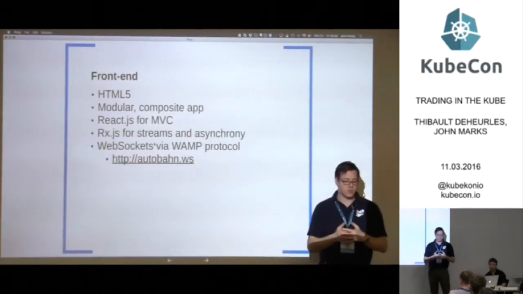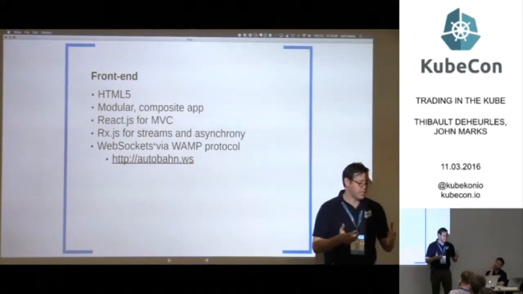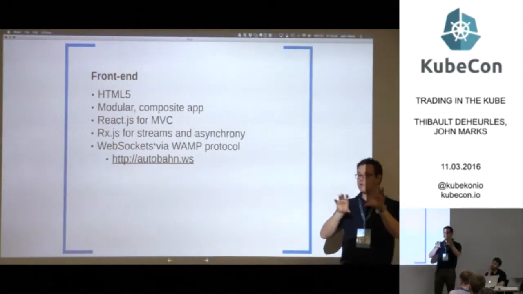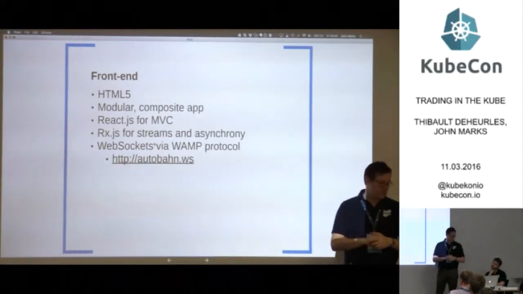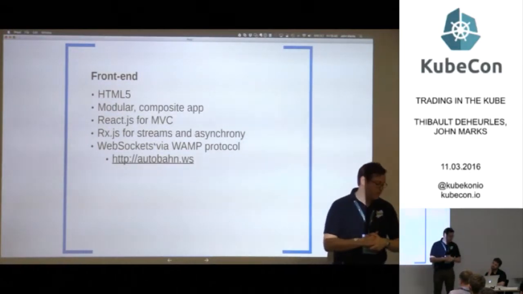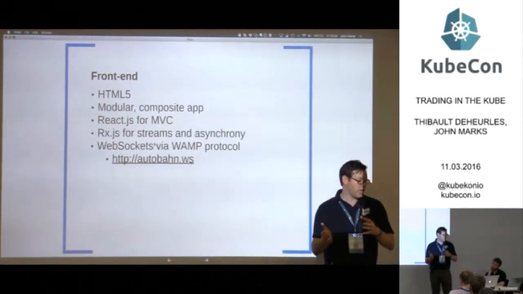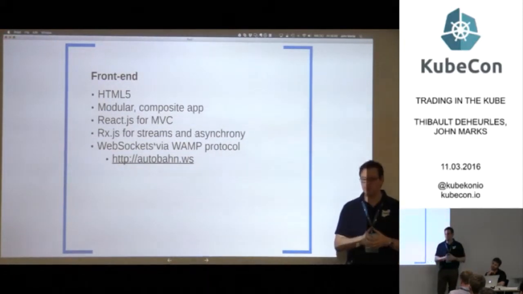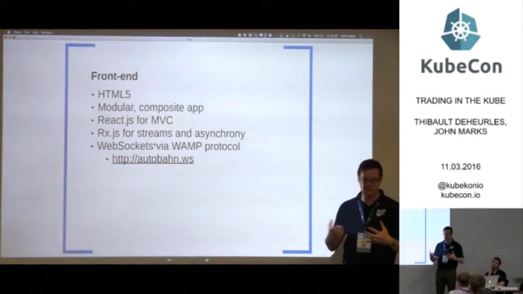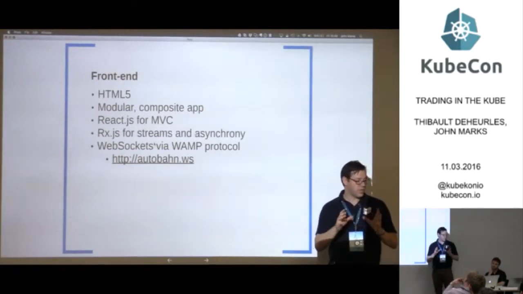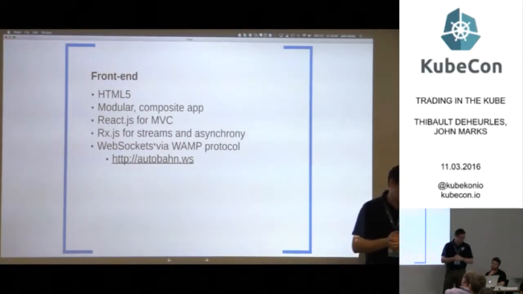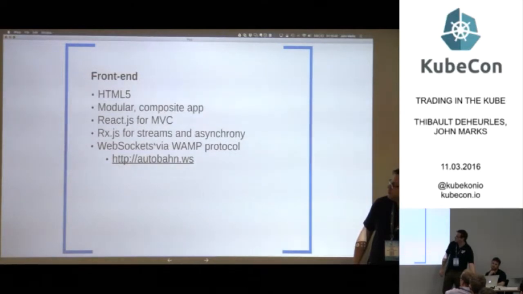To go through the architecture of what we've built. The front end is HTML5. It's built as a modular composite application, meaning that the various different components are loaded and assembled at runtime into the UI. We use React.js for an MVC library, and then we use a library called RxJS. I don't know if anyone's heard of reactive programming, but we're big fans. This helps us to deal with things like streams of data and reason about asynchrony. And then to push prices, we're using WebSockets via the WAMP protocol. The particular library that we're using is Autobahn.